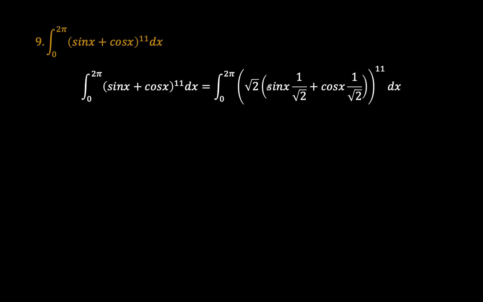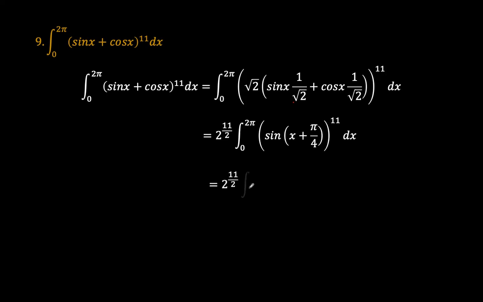So inside the power of 11, we have a square root of 2 pulled out, and we have 1 over square root of 2 times sine x plus 1 over square root of 2 cosine x. So when you multiply the square root of 2 across, this still remains sine x plus cosine x. But we know 1 over square root of 2 is the same as cosine pi over 4 or sine pi over 4. So this can also be expressed as pulling 2 out to the power 11 over 2, in brackets sine of x plus pi over 4.